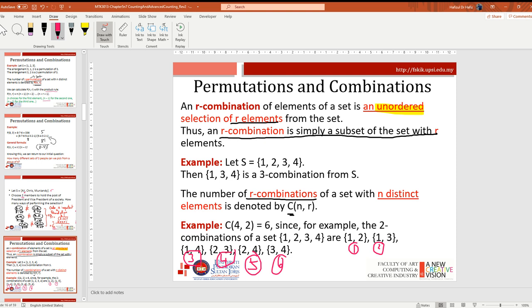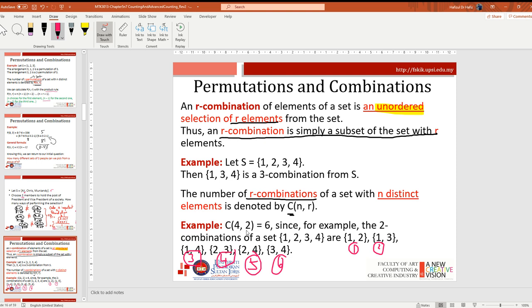Okay, an R combination of a set is an unordered selection of R elements. Thus, an R combination is simply a subset of the set with R elements. For example, we have S = {1, 2, 3, 4} as the elements. Remember, for the elements of the set, we call it an R combination.